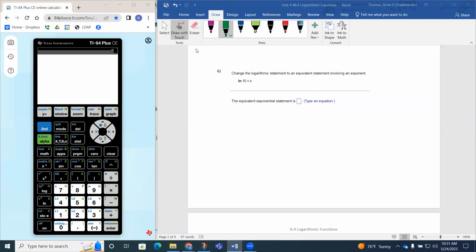So change the logarithmic statement to an equivalent statement involving an exponent. So remember, this is a natural logarithm. So we should pick up on that. If I have y equals the natural log of x, then I can write this as y equals log of x base e. So natural logarithm is actually a base e logarithm. So these are equivalent. This is just a short version of it.